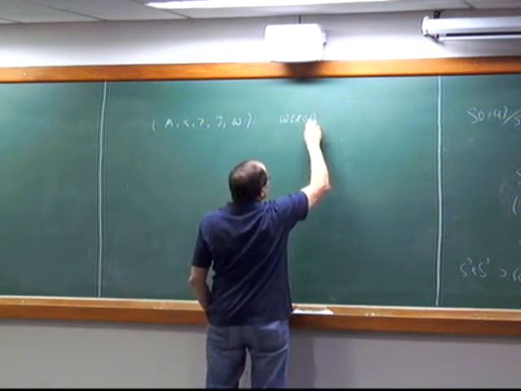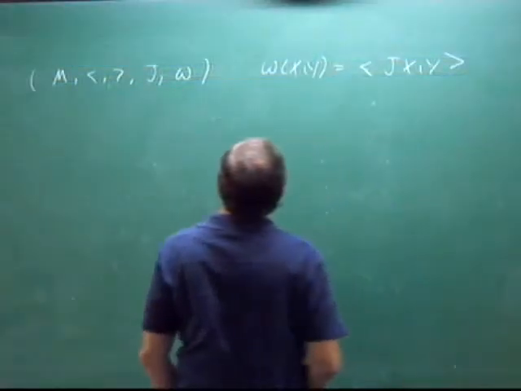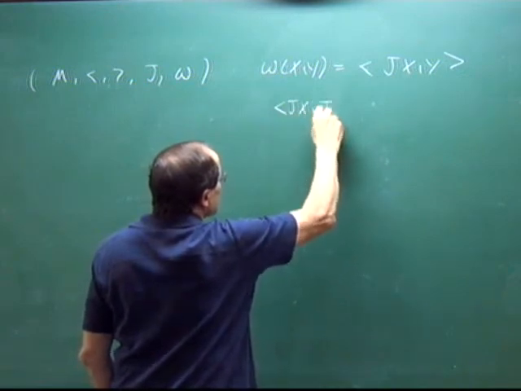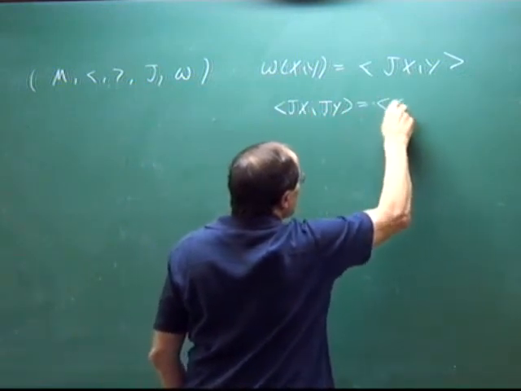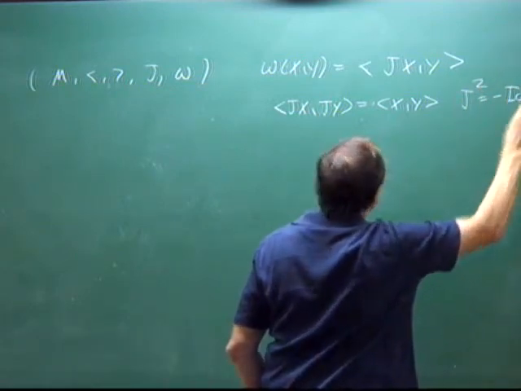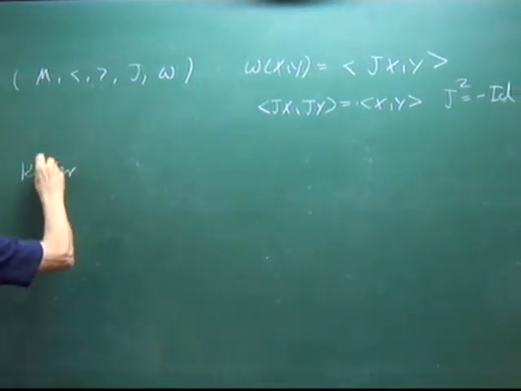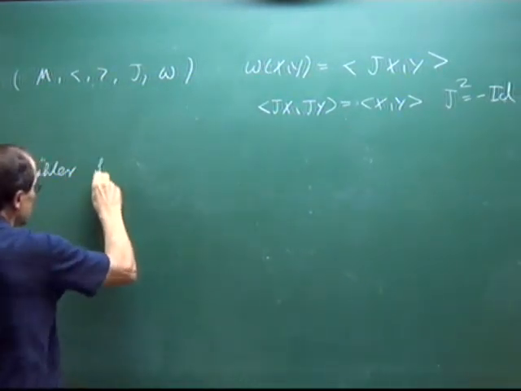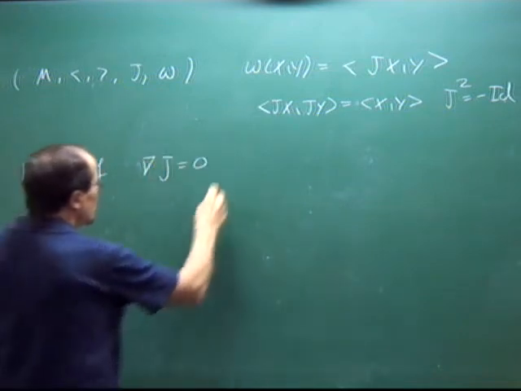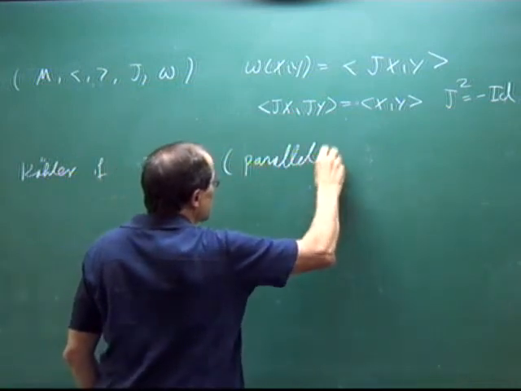Omega was always related to the metric like this. G was orthogonal. It was an isometry. And of course, J squared is minus identity, a complex structure. Right? And then we said it's Kähler. There's several ways of saying it. One was the complex structure J is invariant, or equivalently, parallel translation is an isometry.